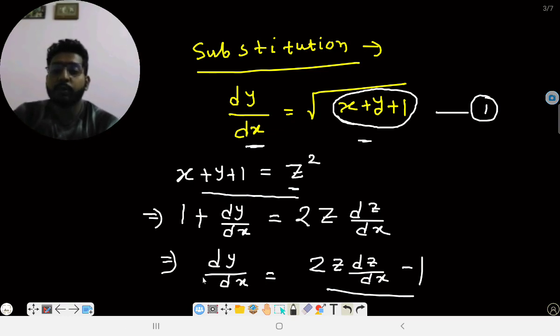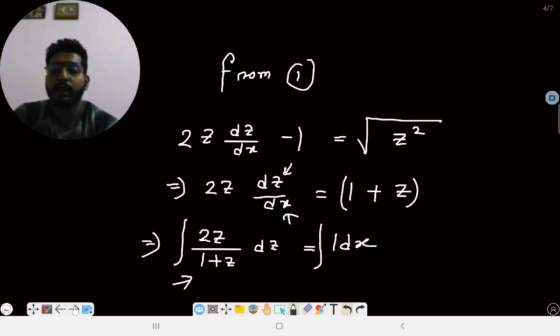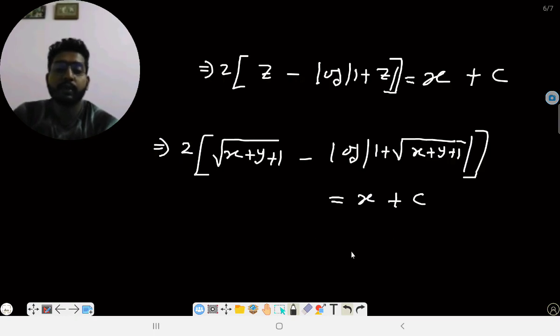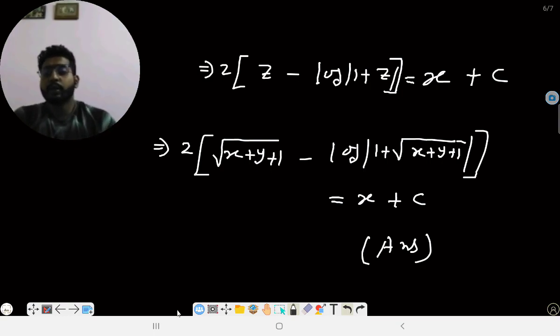After that we put the value in equation 1, and then after this comes separation. At the end, in every case you have to do the separation, so just separation, and at the end this is my answer. So that will be the answer. This is the way to solve this one, substitution.